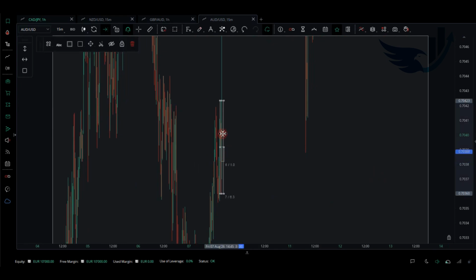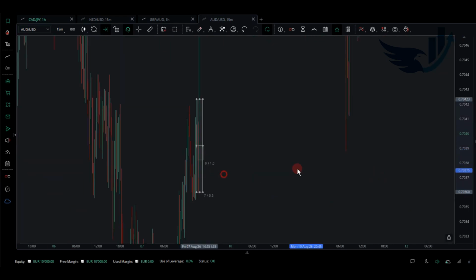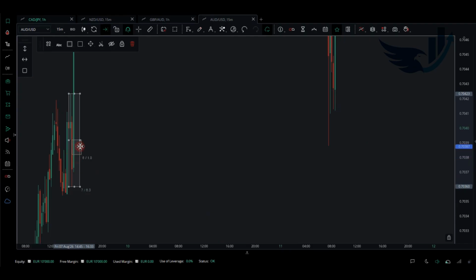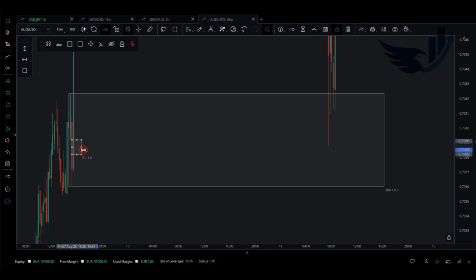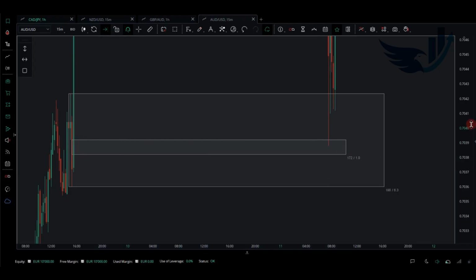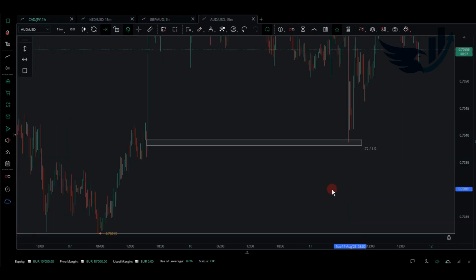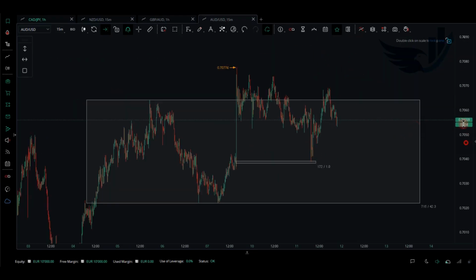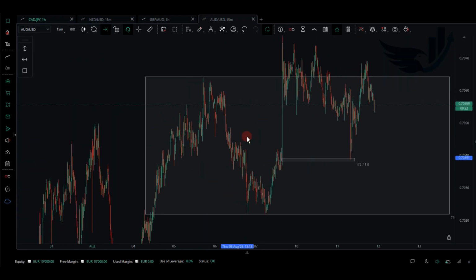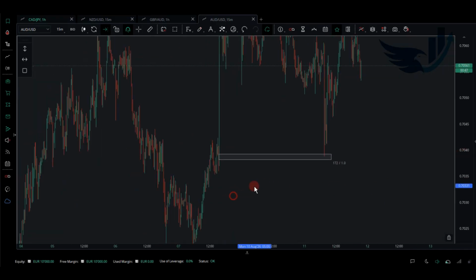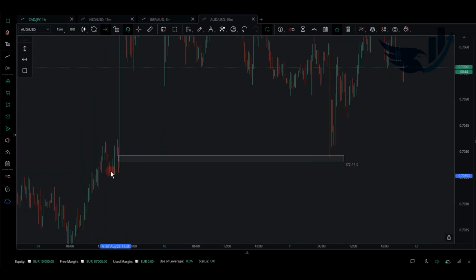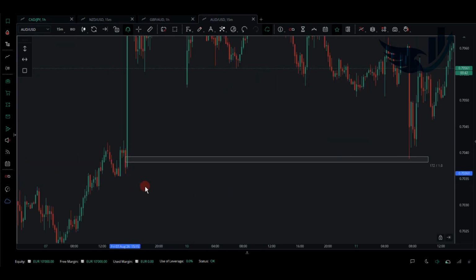If I extend the bigger box that I found, also the small one, we can see the result. After breaking the first kink that we found, the price came back in and consumed the fresh orders that we found here in this kink.